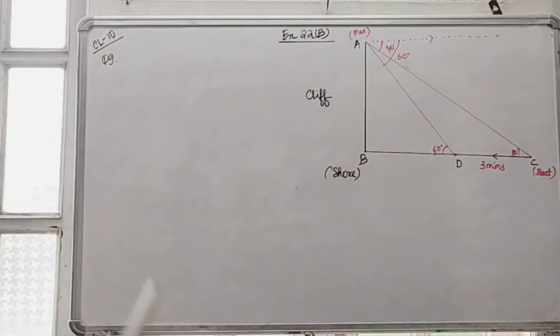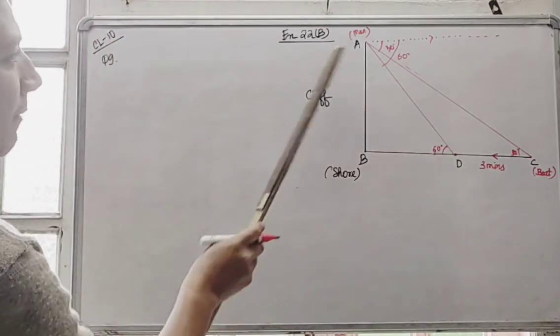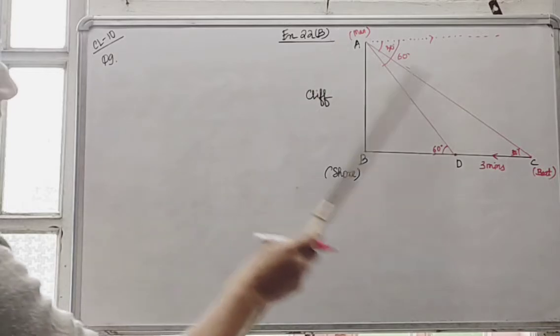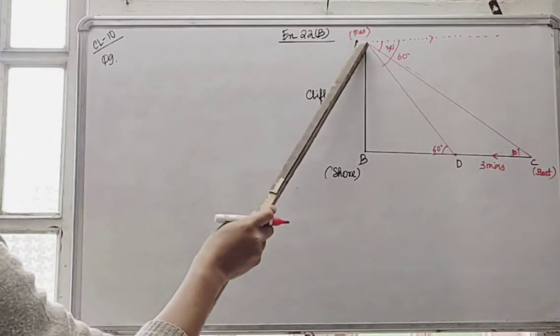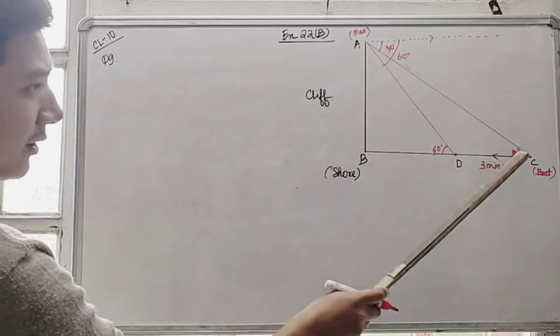Okay boys, I hope you're clear with the question. A man is on the cliff. He observed that a boat is sailing towards the shore. He observed that the angle of depression is 30 degree.